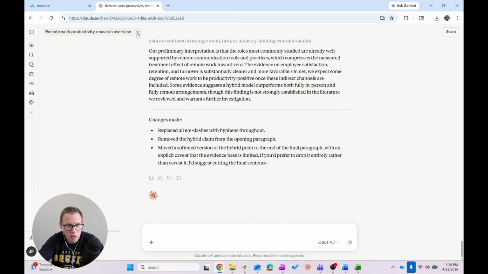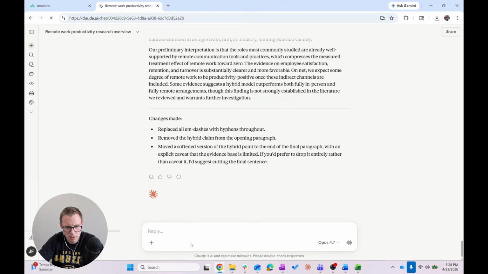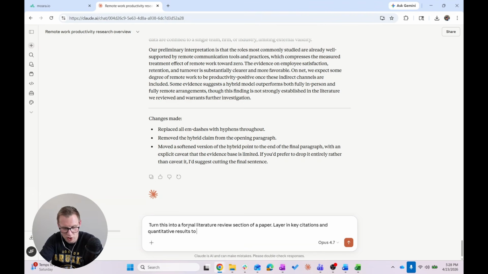Whoops. Okay, we've got a little bit of a glitch here. You could hypothetically do this. Turn this into a formal literature review section of a paper, and you could say layer in key citations and quantitative results to support these.